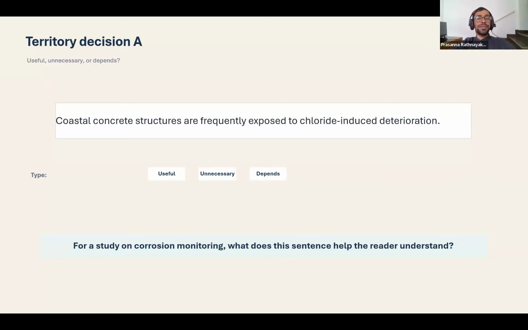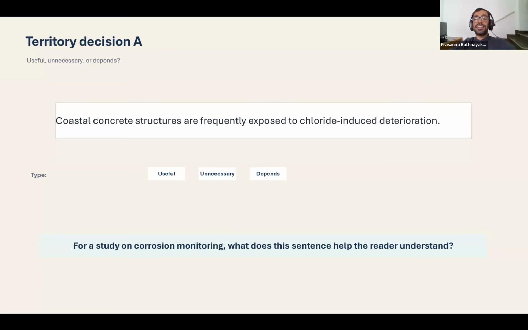Udara, you say it's useful. How useful is it? Well, you said when you're starting the paper, we shouldn't overload our audience with everything we know about the subject. So I think this one gives a clear starting point instead of giving a general idea about concrete. It tells the reader what the actual problem is and why corrosion monitoring matters in this case. So I think it's useful. Thank you, Udara. Very valid point.